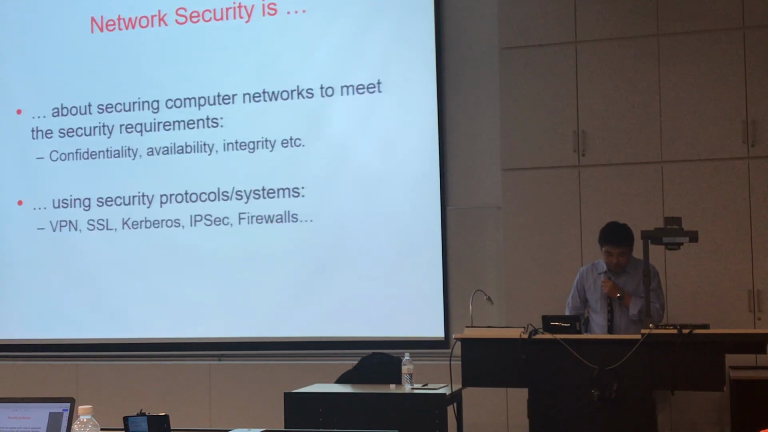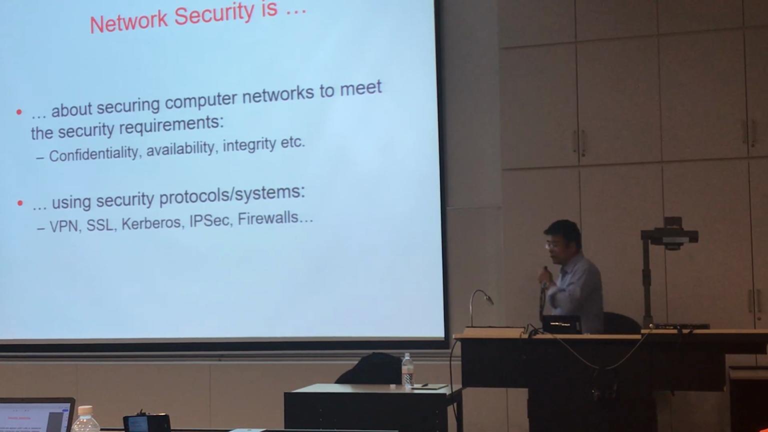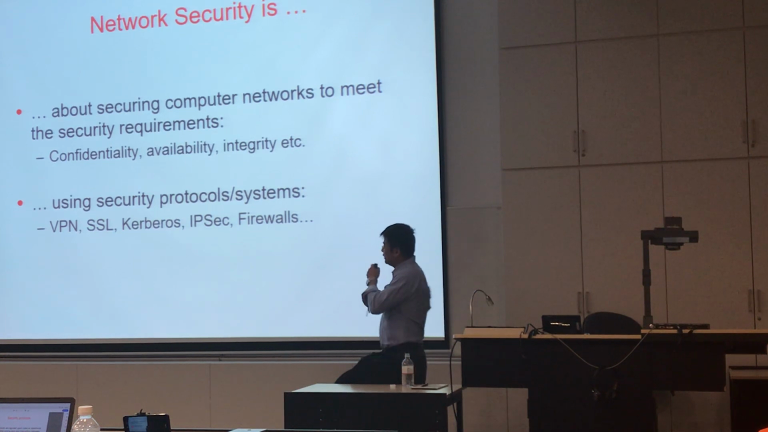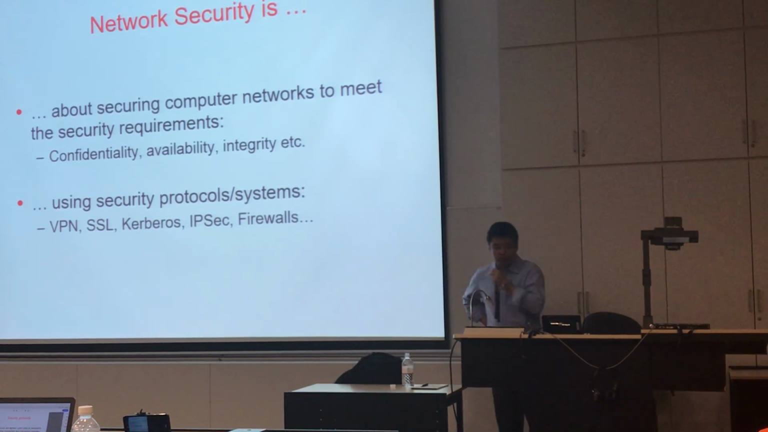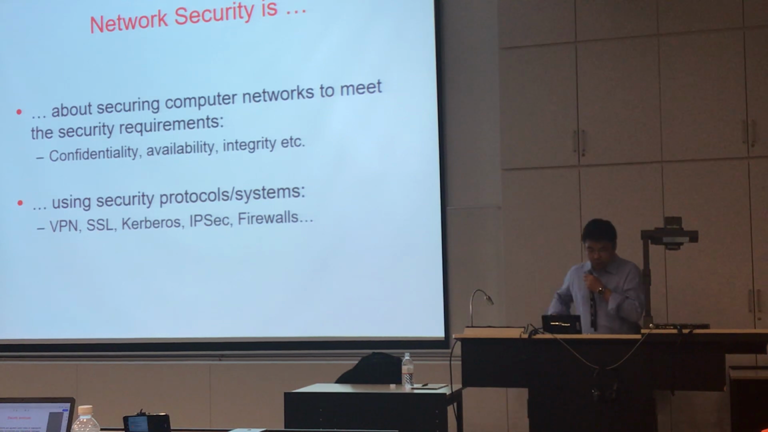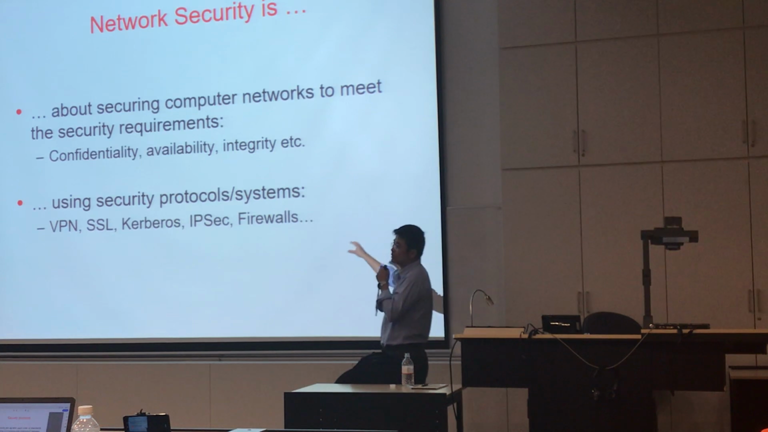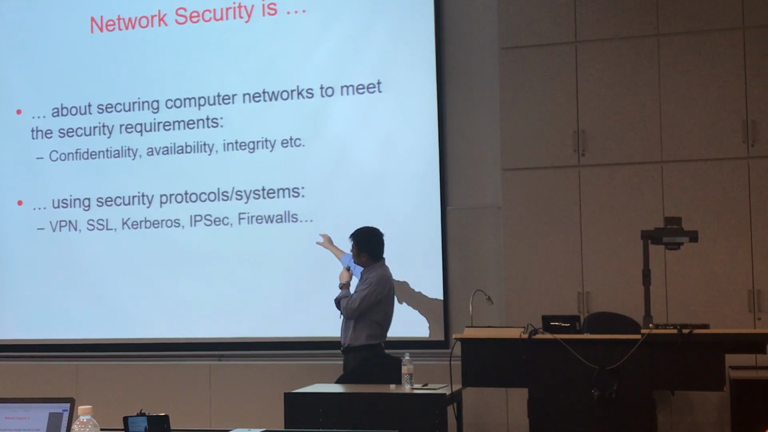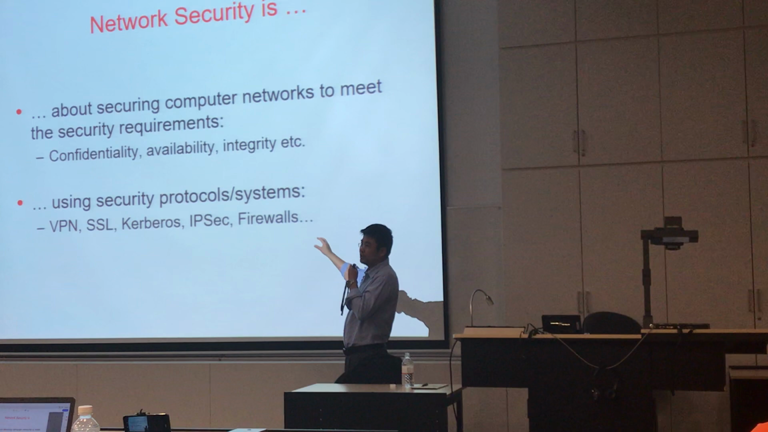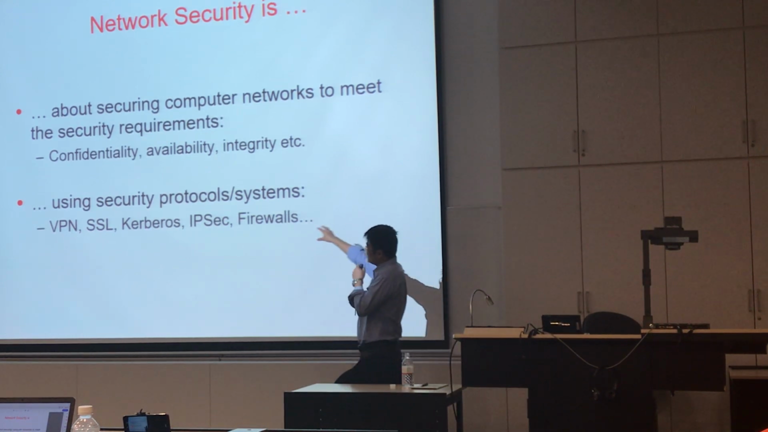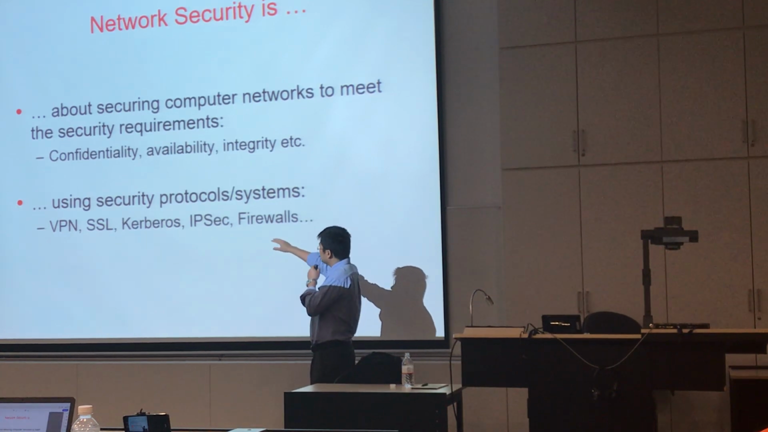All right, so basically, security is about securing computer networks to achieve some security goals or requirements like confidentiality, availability, and so on, by using some security tools and systems. These protocols and systems will be the focus of this subject, and to develop them we use cryptographic primitives, like encryption, signature, message authentication code, and so on. So we will look at all these protocols, except firewall.